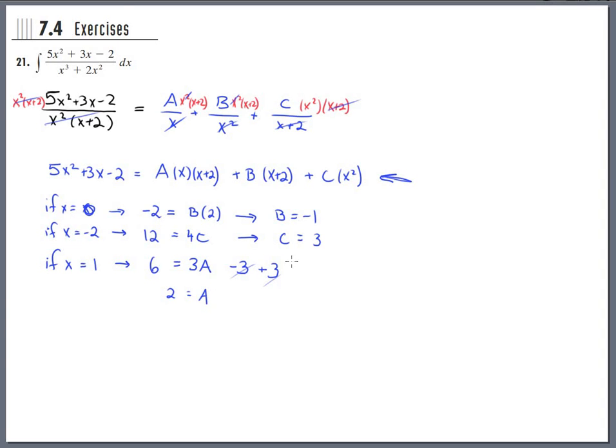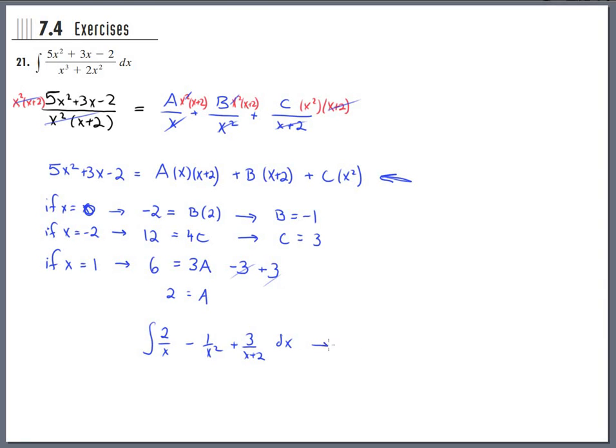And from there, you can set up the integral and do the integration. Like I said, that part's not hard. So you would be integrating, A is 2, so 2 over x, B was negative 1, so minus 1 over x squared, and C was 3. And like I said, those are easy to integrate. Actually, well, yeah, let's go ahead and just do it. Let's finish it off since we're here.